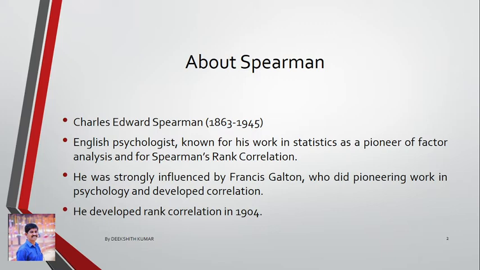Spearman's full name is Charles Edward Spearman, who lived between 1863 and 1945. He was an English psychologist known for his work in statistics as a pioneer of factor analysis and for Spearman's rank correlation coefficient. He also conducted seminal work on human intelligence, including the discovery of the g factor. He was strongly influenced by the work of Francis Galton. Galton did pioneering work in psychology and developed correlation, the main statistical tool used by Spearman. Spearman developed this rank correlation theory in the year 1904.